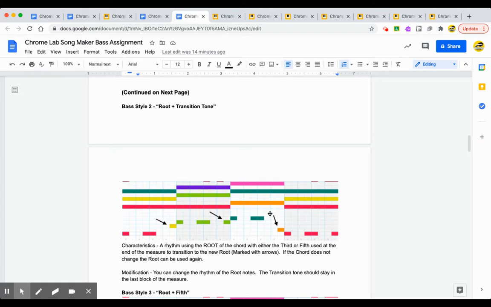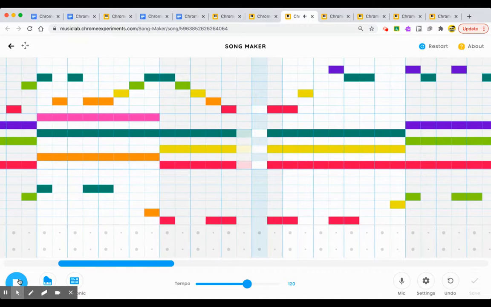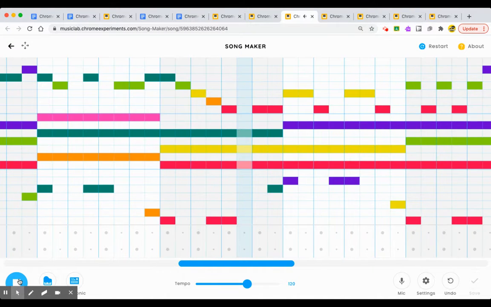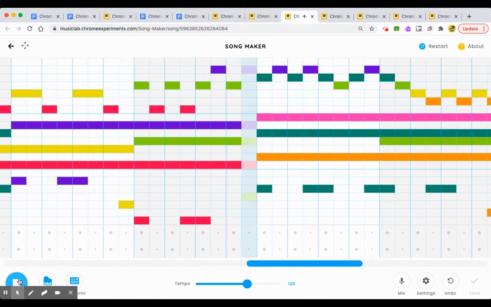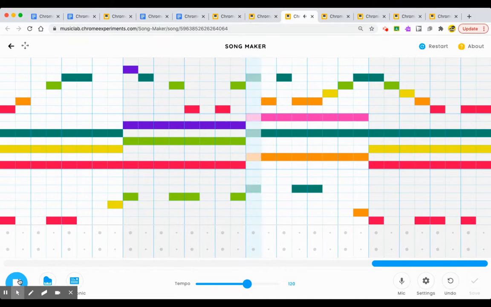Modifications with this. You can change the rhythm in the root notes. You don't have to use the same rhythm that I have here. You could try using different blocks for that to complement your piece. But the transition tone, the one that is different, should stay at the very end of your measure. Well, what's that going to sound like? Let me show you. I think of this pattern having a little bit of almost like a heartbeat sound to it.